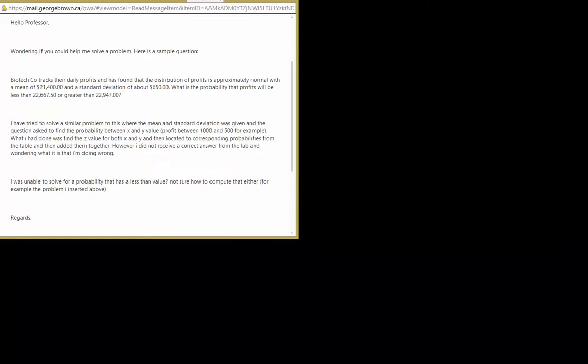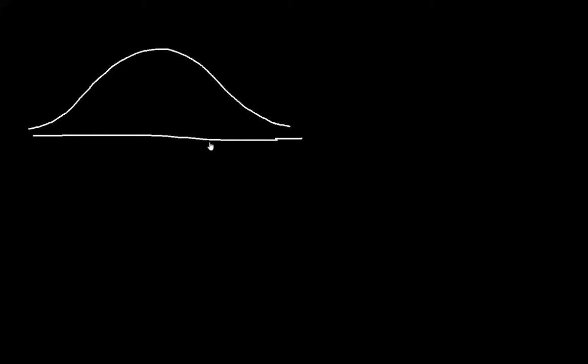Now let's do this together. Well, actually, I'll show you. I'll start by drawing the situation. That way you can see it more clearly. So we have a normal distribution, so I'll try to draw a normal. Not bad. We have a mean, which is $21,400. The mean on a standard normal distribution is in the center here, and we say that that is $21,400. They tell you that the standard deviation is $650.